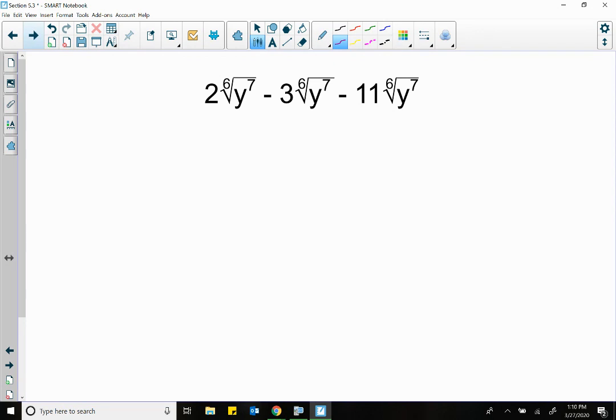All right, cool thing about this is notice that all these are the same radical. So technically, we could actually put these all together. But before we do that, you really do need to reduce these. So we really do need to take care of this 6th root of y to the 7th. Okay, so that's really y times y times y times y. I don't really like writing out 7 y's, but I'll do it for this one.